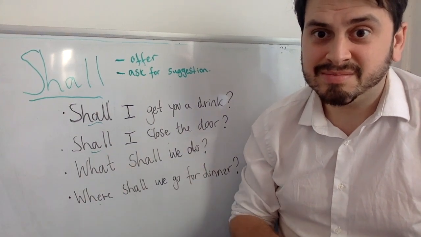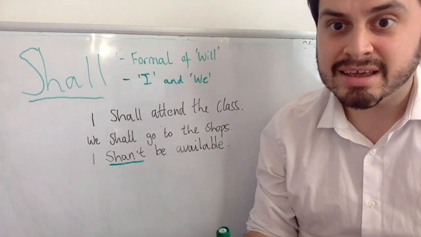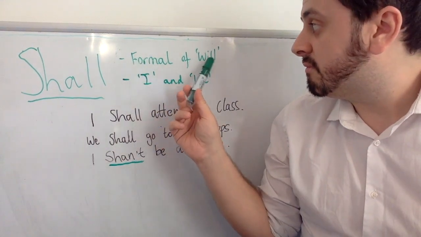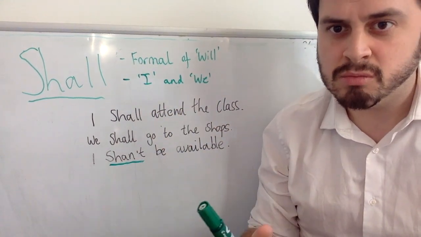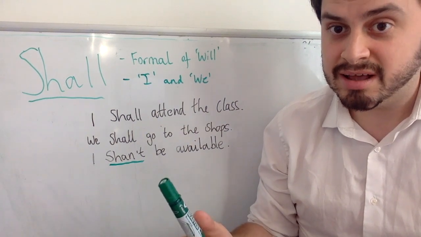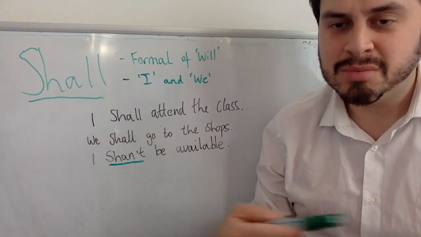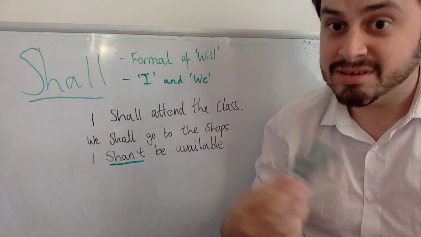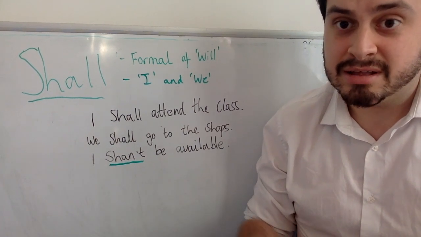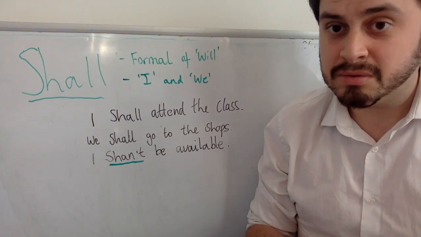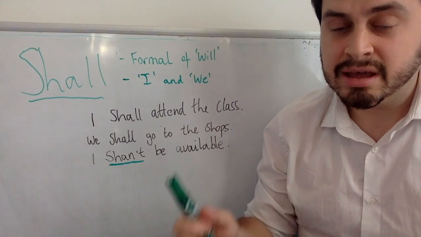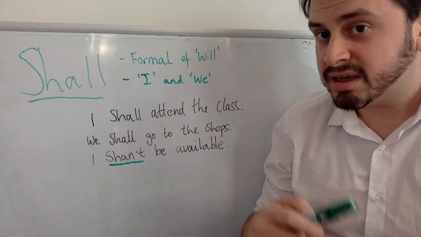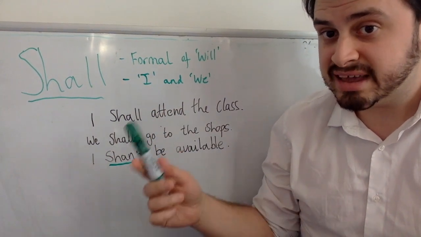And finally, we can also use shall as a formal use of will. If you want to sound more formal, more posh, more upper class, you can use shall. Personally, I don't use shall in my everyday use, but you can if you want to sound like Her Majesty the Queen or somebody like that. Again, just remember we only use it with I and we. We don't say it with you, he or she or it.